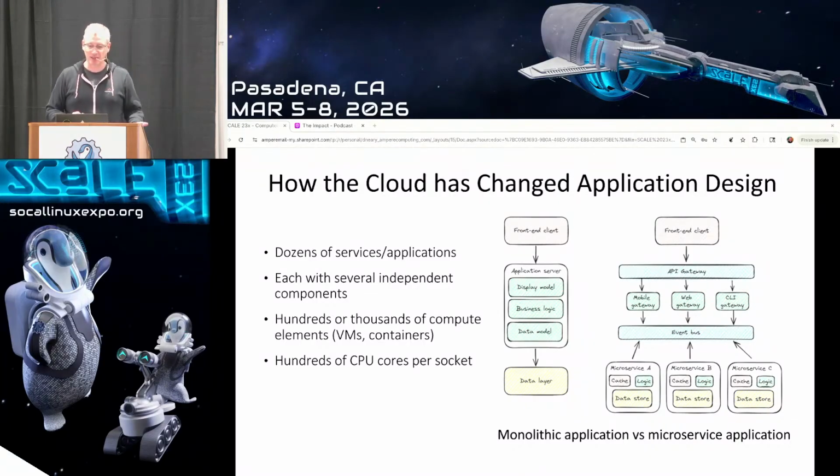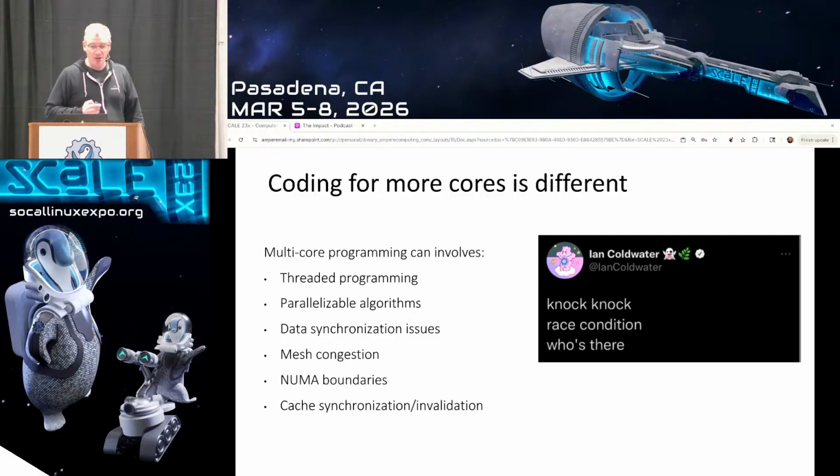So the cloud has fundamentally changed the way application development happens. So there are a few techniques that we can use to make sure that we're taking advantage of all of those cores that we have at our availability. Coding for more cores is different. And here are just some of the ways. There are a lot of them.